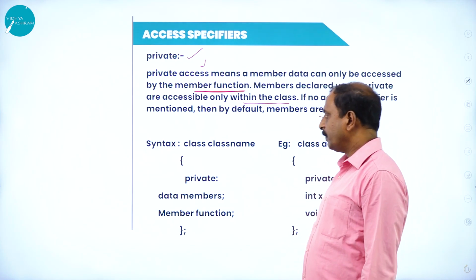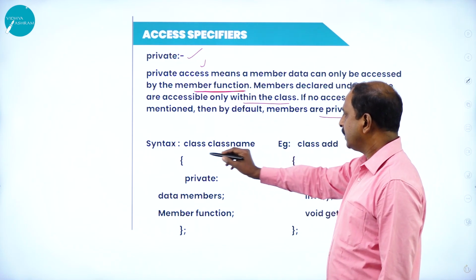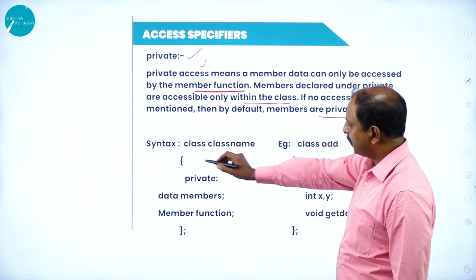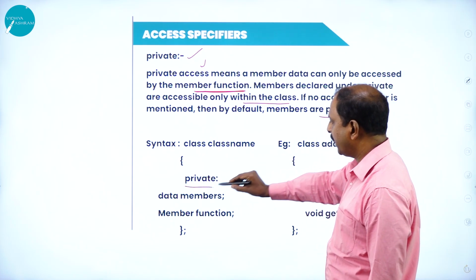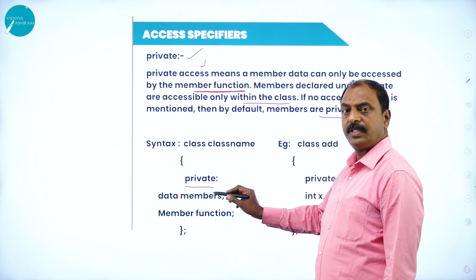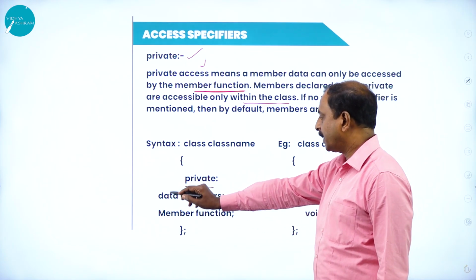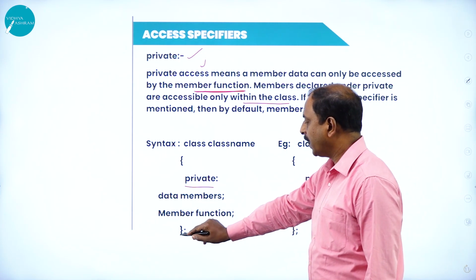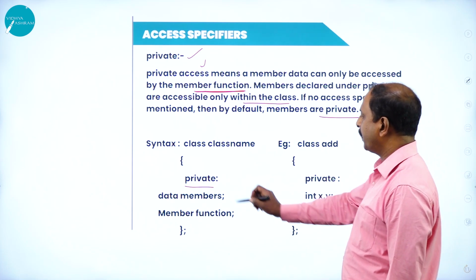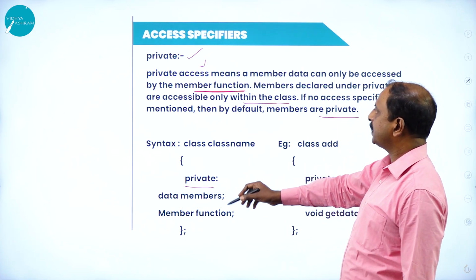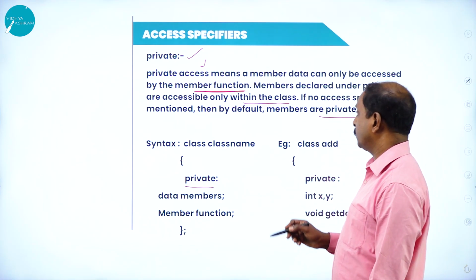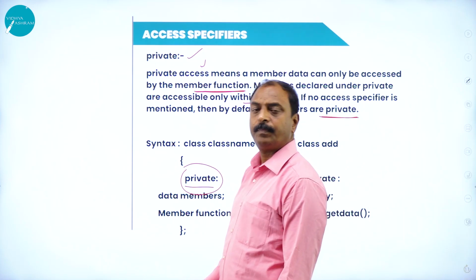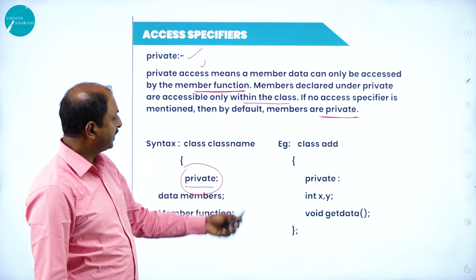Normally if you look at the syntax here, class is a reserved word, the class name is a user defined name, and we open the bracket, and here we are using the private access specifier. Private is a reserved word or keyword, followed by a colon, then we declare data members as well as member functions, and close the class with a semicolon. So here private is a keyword that represents the private access specifier. Suppose you don't mention the word private here, then by default it is a private access specifier.